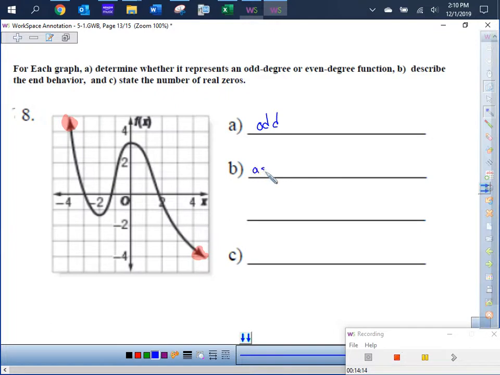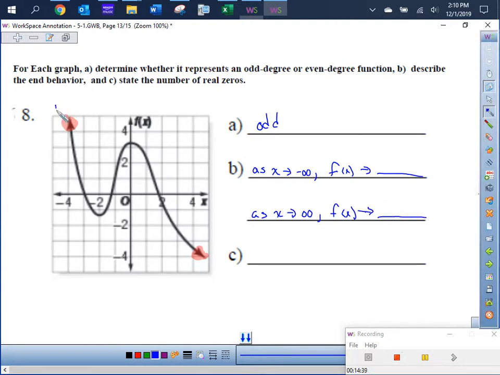We'll always start with this phrase: as x approaches negative infinity, f of x approaches blank. And we'll do that same thing down here, but x doesn't go to negative infinity, it goes to positive infinity. Every single time when they ask you to describe the end behavior, we're going to start with this generic phrase and fill in the blanks.